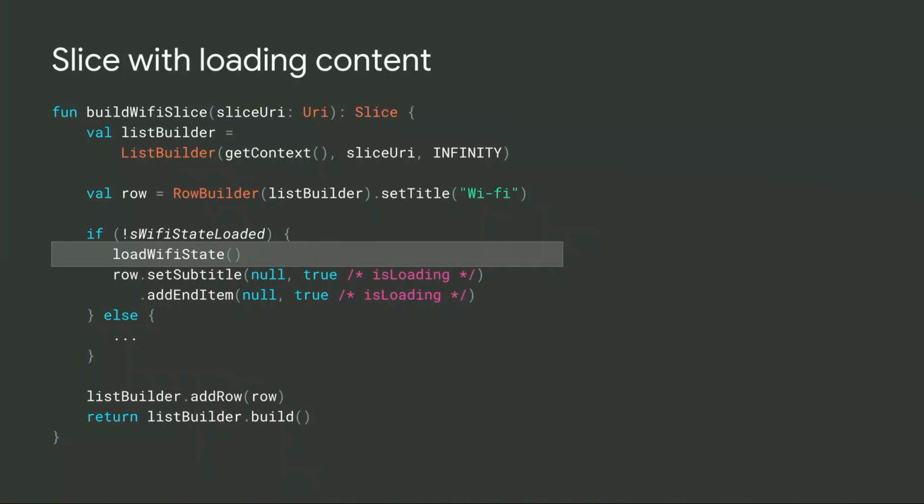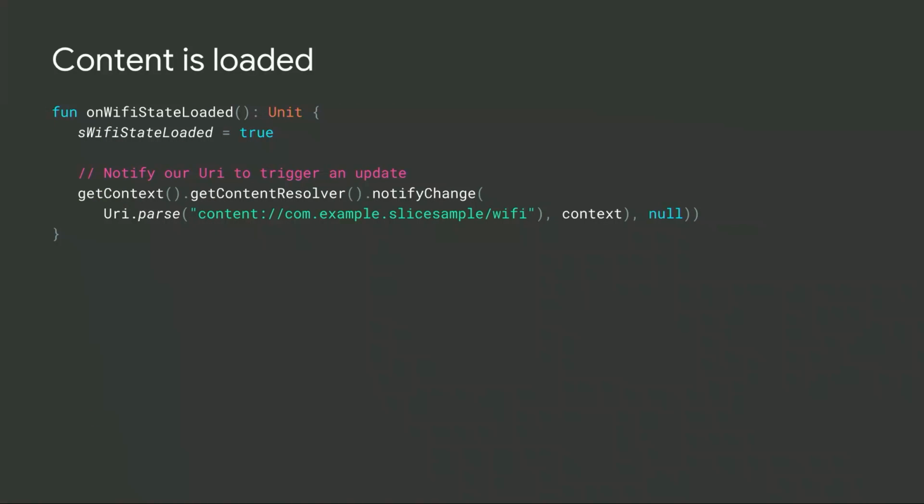So meanwhile, our Wi-Fi state has been loading. Maybe when this is done, we get a callback to on Wi-Fi state loaded. We flip our flag. And now we need to let the UI know to update. So our Wi-Fi slice is being displayed somewhere, and is our sad little loading state with just the Wi-Fi text. So we need to let it know to update to get that subtitle string and the toggle action, and we do that with content resolver notify change on the full content URI for that slice.